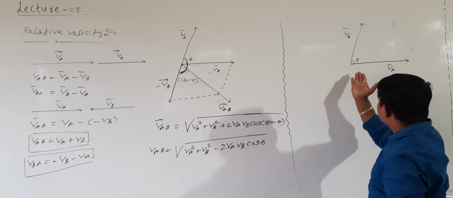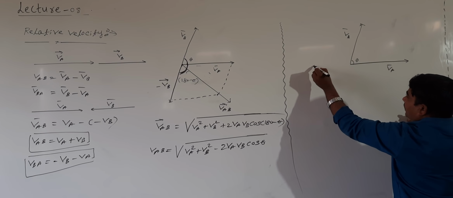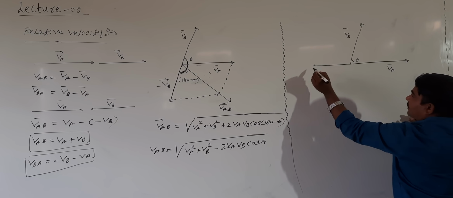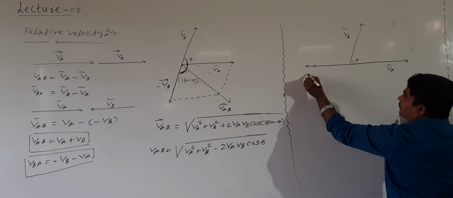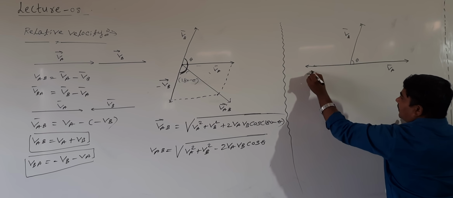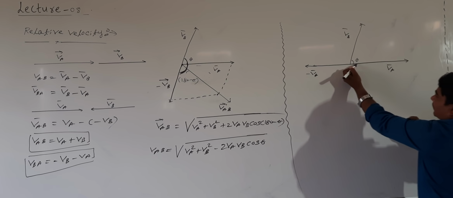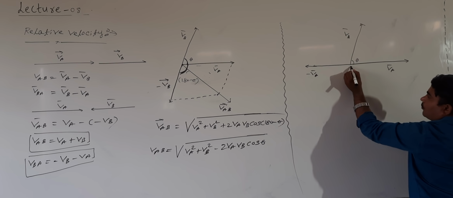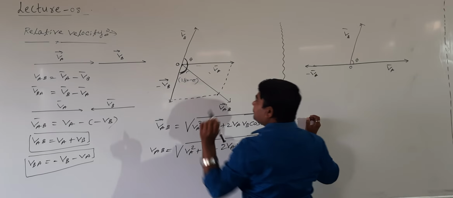Now I want to produce VA in the backward direction. In the negative direction I will take it. This is the negative direction. What value is this? This is equal to minus VA, because I am taking it in the negative direction. This one is in the positive, and this one is in the negative. This is the O point I can take. Similarly I can take this as the O point.